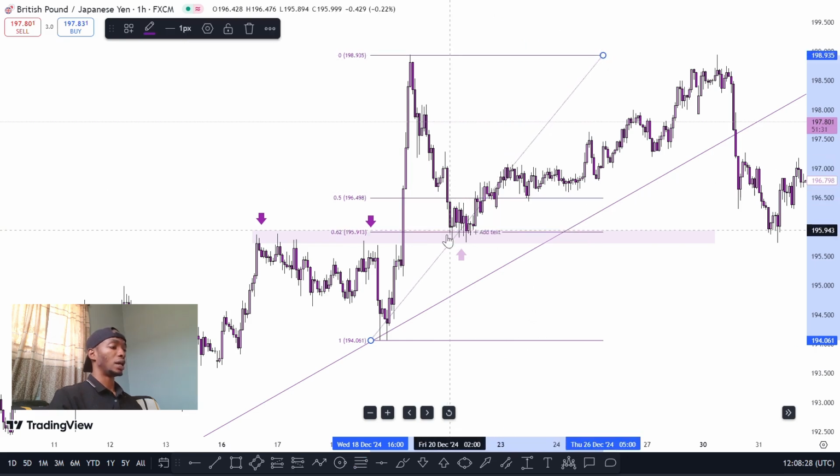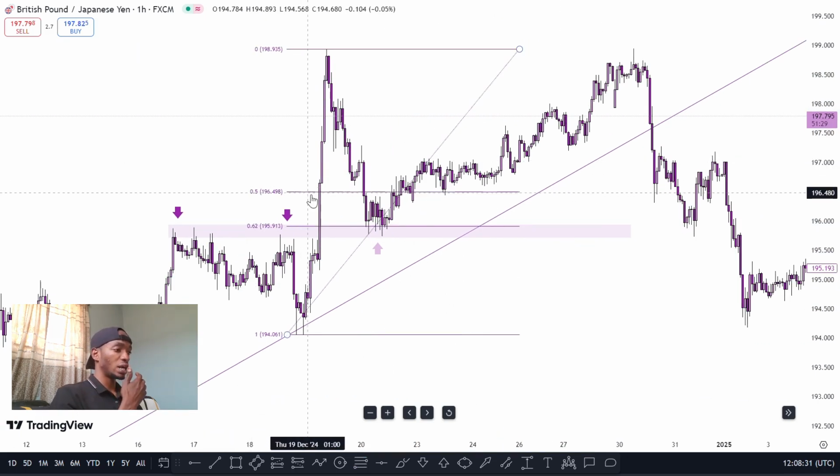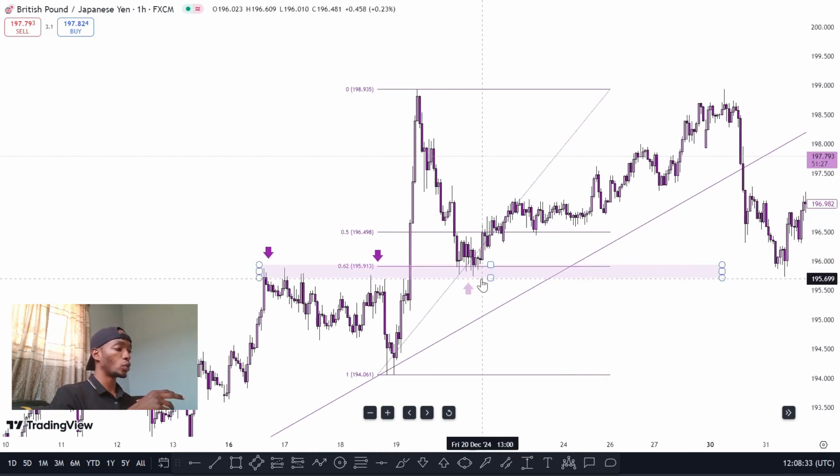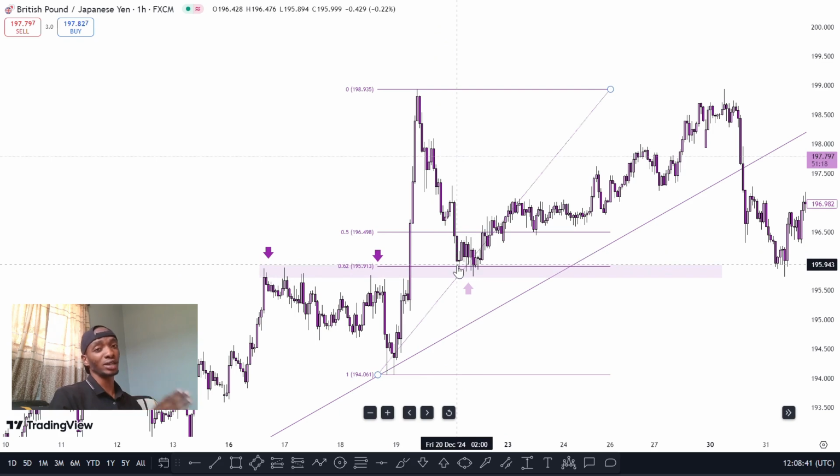If you know me a lot, you know that my entry zones are always at this zone, which is the 0.6 level. So when you get to this zone, I don't just enter blindly. I like to see a reversal back to the upside.